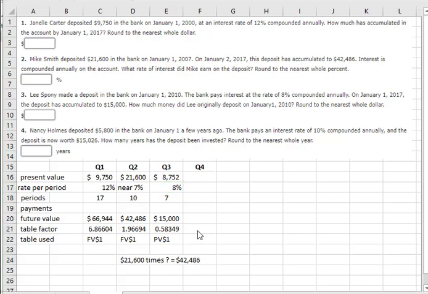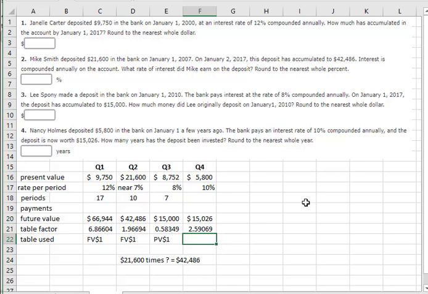All right, now for number 4, Nancy Holmes is depositing $5,800 now. And the bank's paying 10% annual, okay, and it grows to be $15,026. And so they want to know how many years has it been invested. So again, similar to question 2, we need to solve for the factor. So that present value times some kind of factor gave you the 15,000. So like we did before, we took the future and divided it by the present to get the factor, 2.59069.